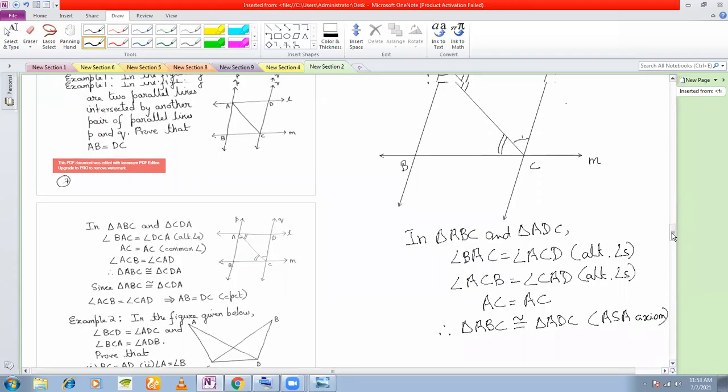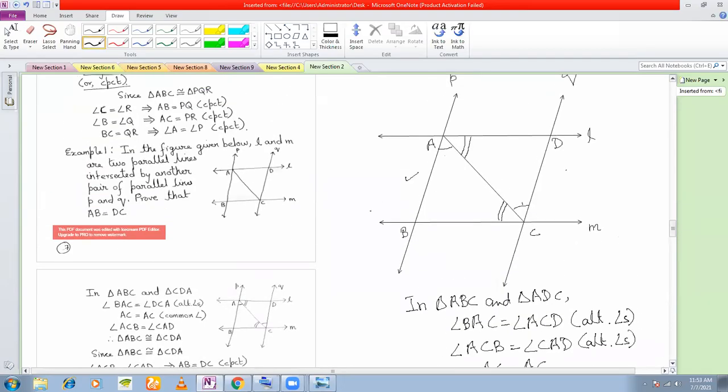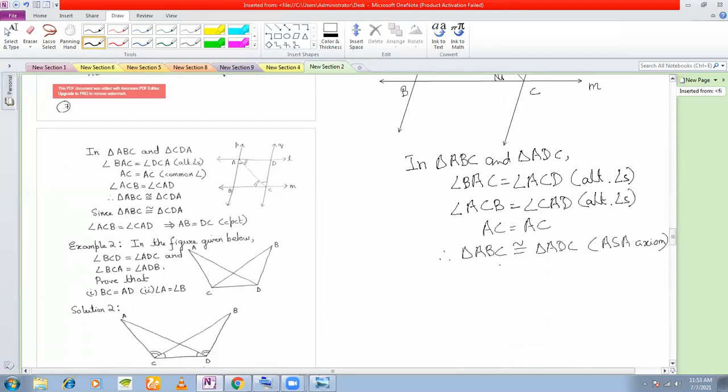Right? Once you have proved congruency, now look at the side AB and look at the side DC. These two are the sides that we want to prove equal. Are these two angles equal? This angle is equal to this angle. These two angles are equal. Opposite to this angle is this side. Opposite to this angle is this side. So therefore, by CPCT, we can say AB is equal to DC. You can say AB is equal to DC by CPCT.